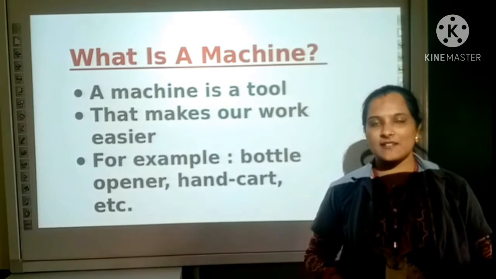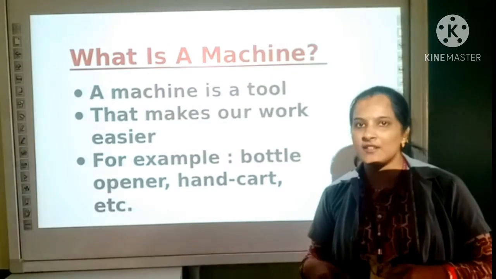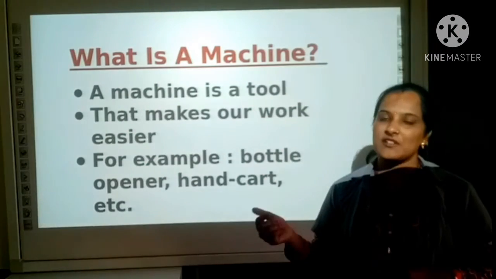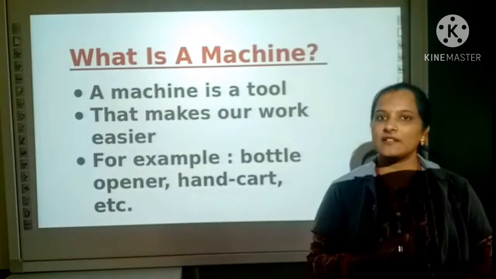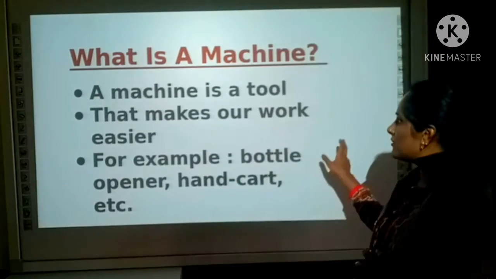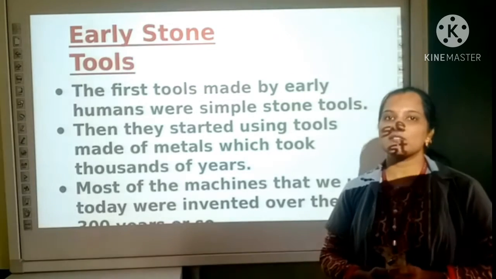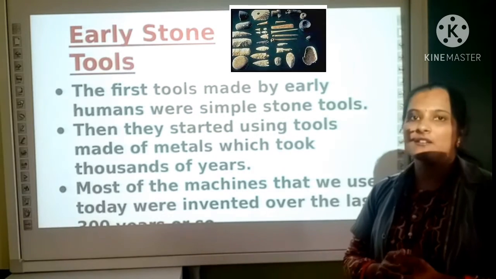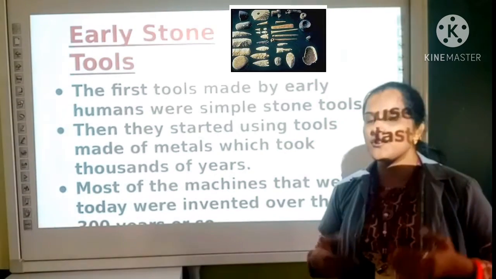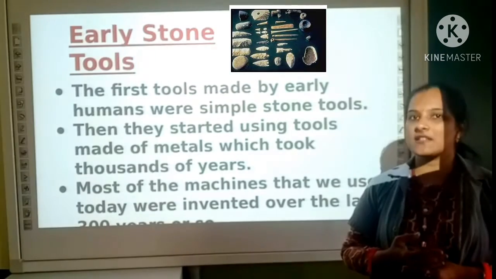It's not available in the market already. So you are having luggage, even the school bags are having wheels. Some of the school bags have come in the market. Now next, early stone tools. Early stone tools means in the early period, there were no machines, people were not so conscious, they were not aware about the machines.